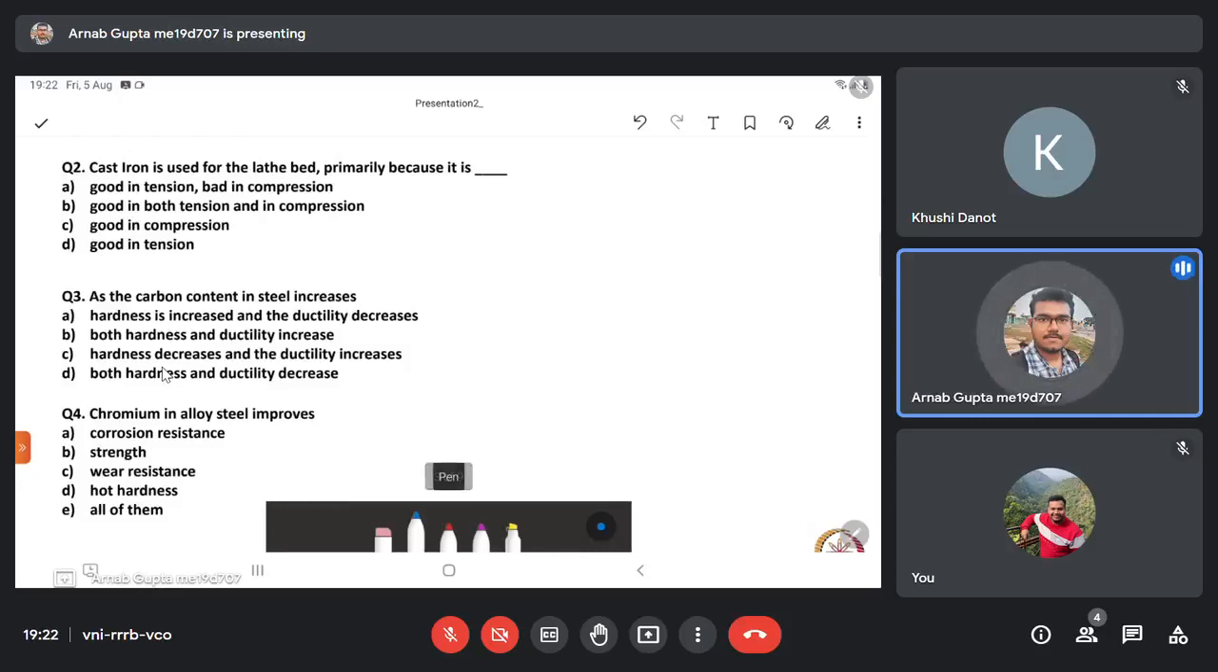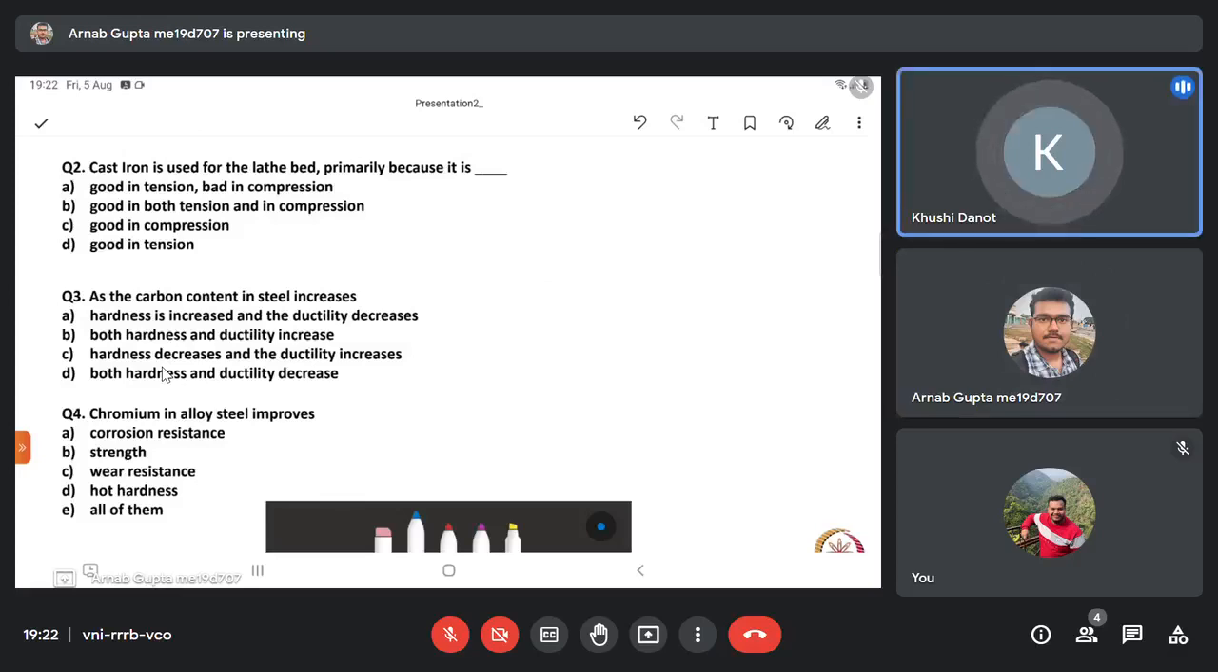So cast iron is used for lathe bed primarily because why is it being used as a material for manufacturing lathe bed? What is the bed basically? What is the purpose of bed in lathe machine? What is the purpose of lathe bed? Sir, it provides foundation to the lathe.